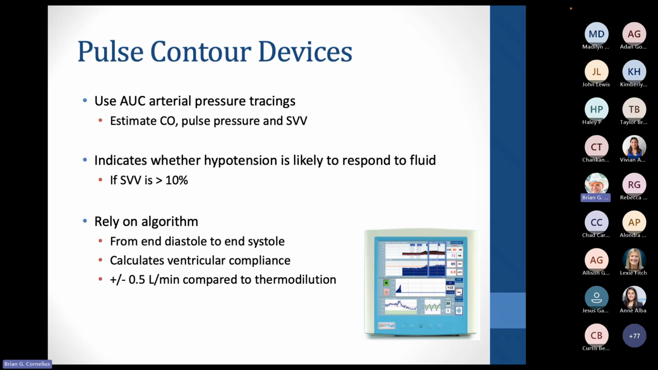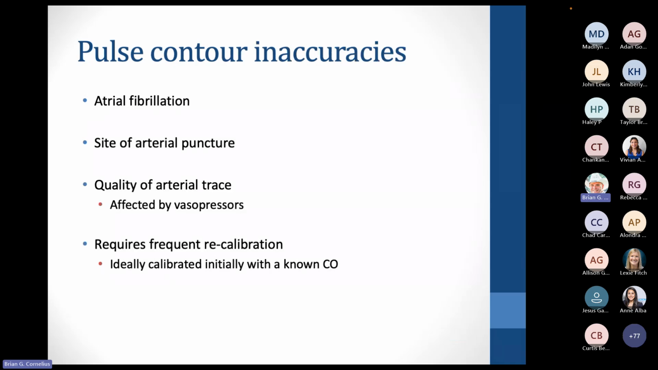Information you can take away from these, and really what they were targeted at, was fluid responsiveness versus medication responsiveness. So is this somebody I can treat with volume, or is this somebody that needs to have a vasoactive infusion? The downside is it really depends on an algorithm, and you can get into issues with the catheter placement.